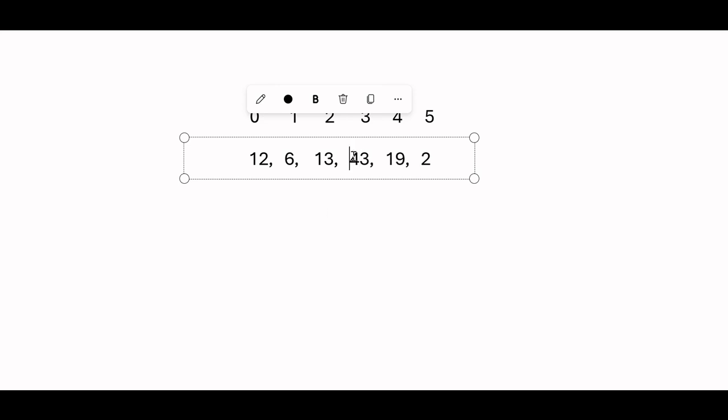The next comparison is between 43 and 19. They are not in the right order, so 19 and 43 are swapped. And finally 43 and 2 are compared. They are not in the right order, so 2 and 43 are swapped. So at the end of the first pass, the heaviest element will go to the end of the array. This will be the end of pass 1.